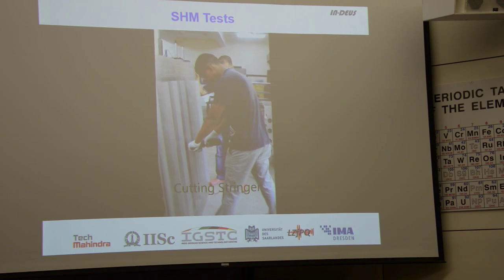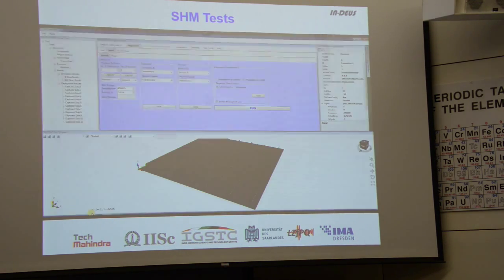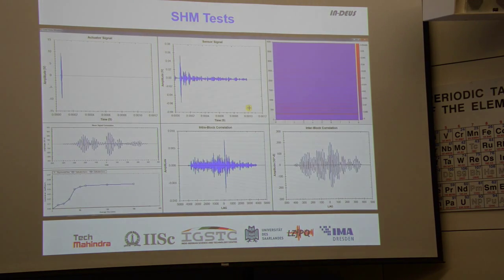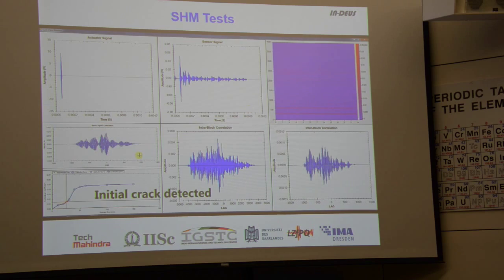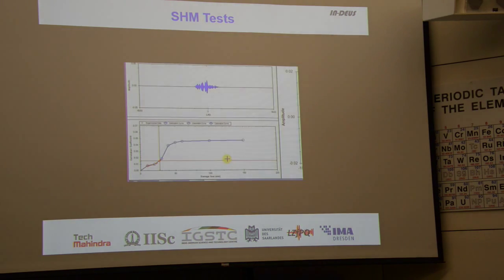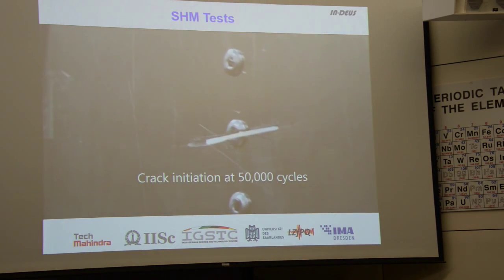We then cut through the stringer to create a notch. And now we start the real-time fusion of data with the simulation data. So now this is happening in real time. We cut a 35 notch and then the crack has been detected. This is a graph, so we are superimposing the data that we collected with the simulated graph.